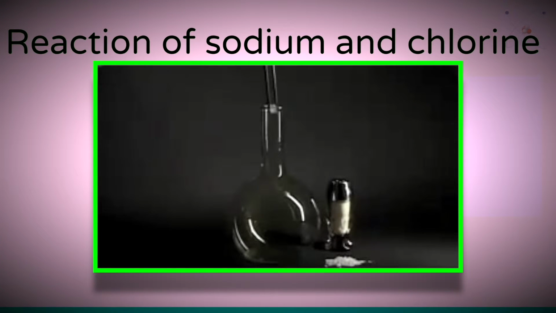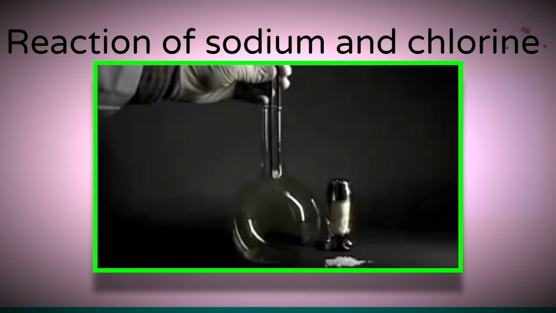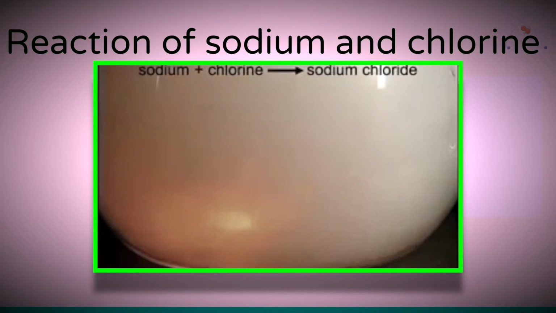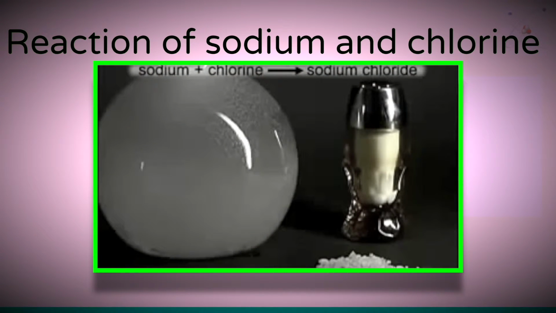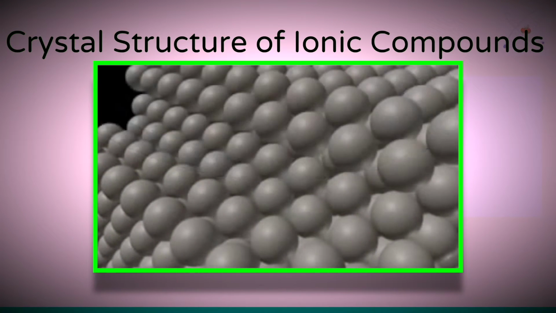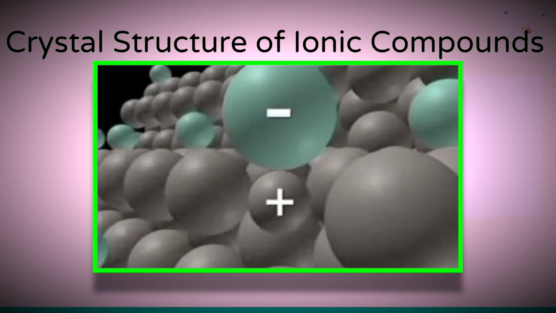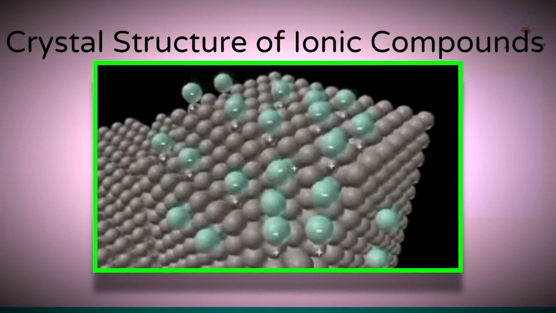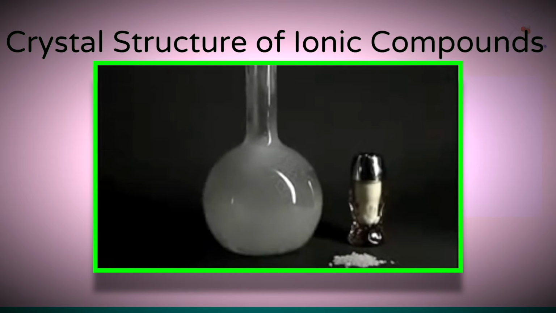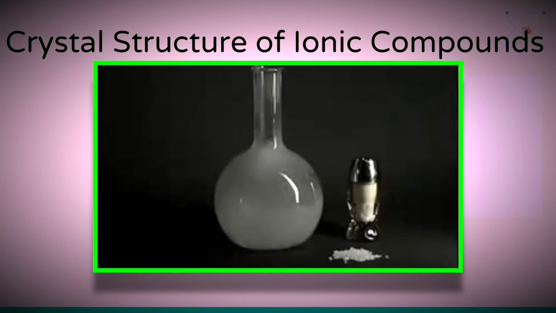Here's a video of sodium being reacted with chlorine gas. As you can see, energy is given off due to both the sodium and chlorine becoming more stable. The end result is salt. It is important to know that these positive and negative ions of sodium and chlorine also attract neighboring sodium and chlorine atoms to form a crystal lattice structure illustrated here. This is why salt and other ionic compounds form crystalline structures.